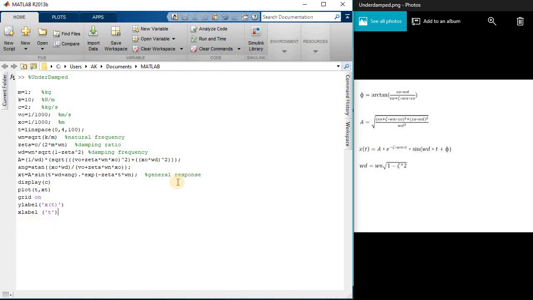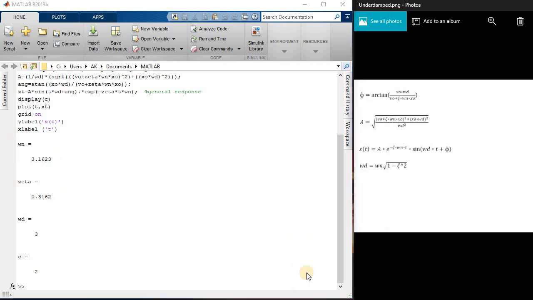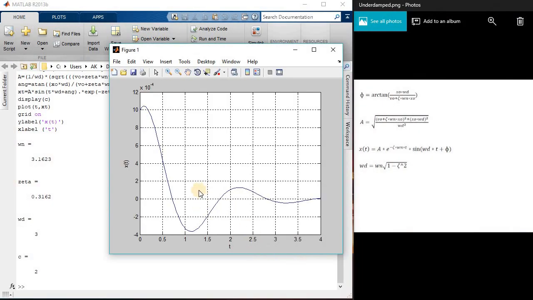Now I am going to run this script by pressing enter. So here in the workspace we are being shown the values of different variables that have been computed. Now looking at the figure of an underdamped system, we can easily say that it's an underdamped system since it is exponentially decaying and going all the way to 0. Now let's move on to another response of the system, that is the overdamped system.